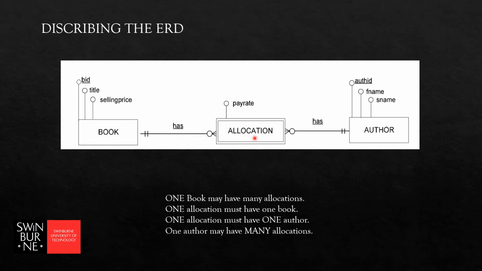So you can see the allocation symbol is a little bit different from the book and the author because the allocation is a weak entity. It means the allocation table cannot be uniquely identified by its attributes alone. So we can read this ERD. One book may have many allocations and one allocation must have one book. And besides, one allocation must have one author. One author may have many allocations.